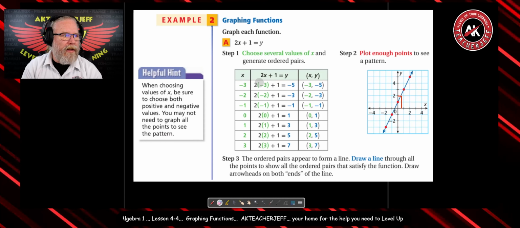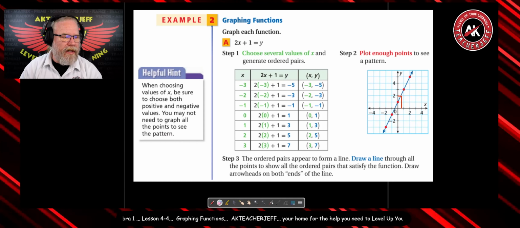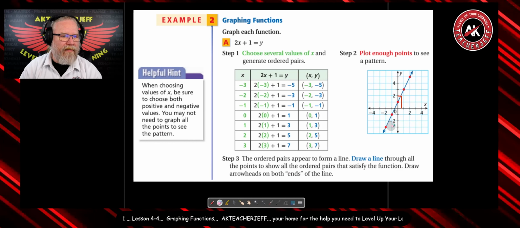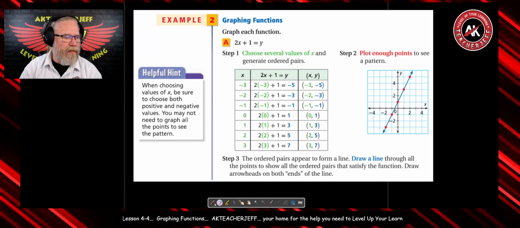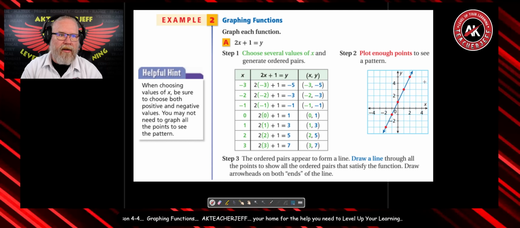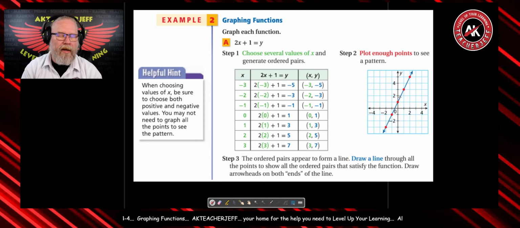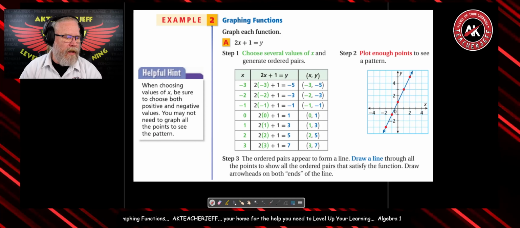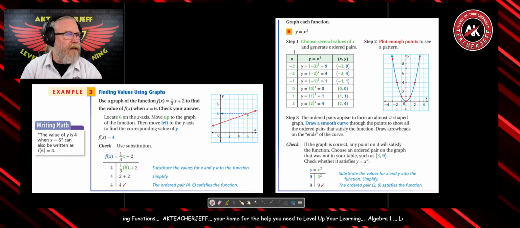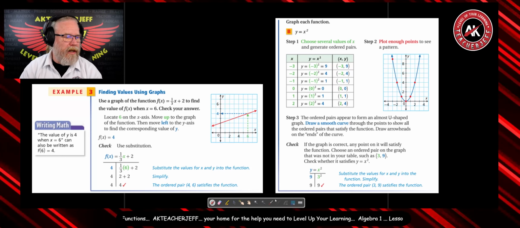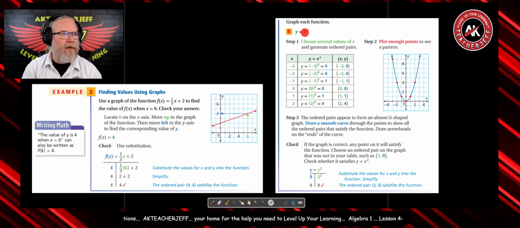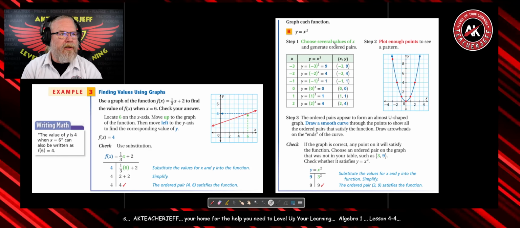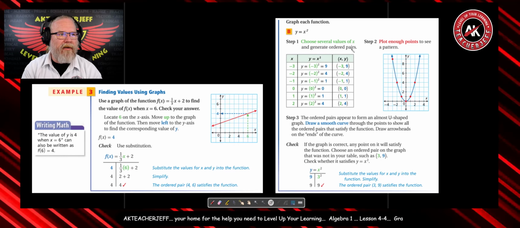So the key thing to remember is that not just the points that we've graphed, but also all of the points in between those points that are on the line of that graph are possible solutions to that function. Looking at the next slide, graph each function, and on this one we have y equals x squared. Choose several values of x and generate ordered pairs.